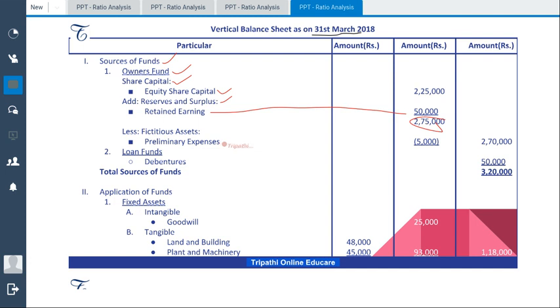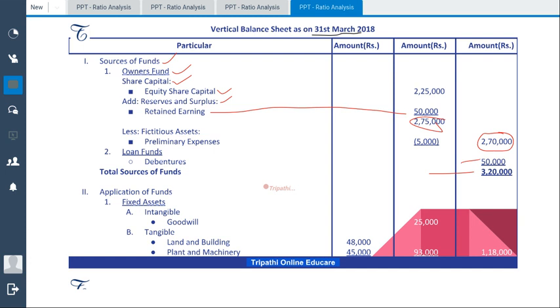From this you will have to subtract preliminary expenses, that is fictitious asset, 5,000. So finally you will get 2,70,000. So what is this 2,70,000? 2,70,000 is owner's fund. To this we will add loan fund, that is debenture, 50,000. So finally you will get total sources of fund.